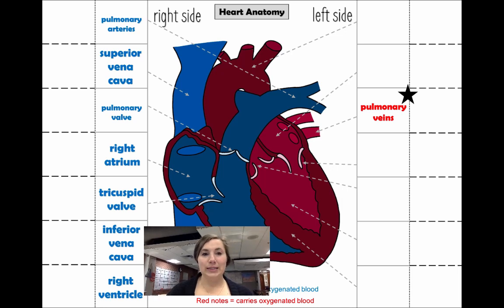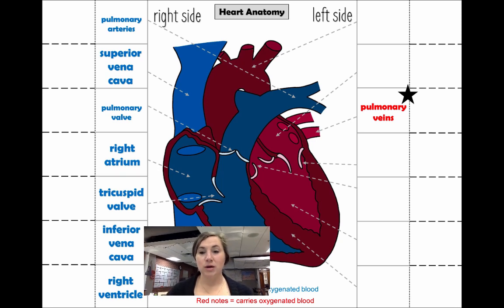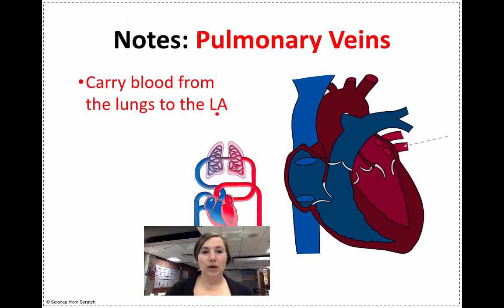After it exits the lungs, after it has been oxygenated, you'll notice that we have a red font now. They come back through the pulmonary veins because the blood is coming back to the heart. So the pulmonary veins, again, we have right and left. So this would be the left pulmonary veins, and then you just can't see it on this picture, but you'd have right pulmonary veins as well. They carry the blood from the lungs to the left atria.